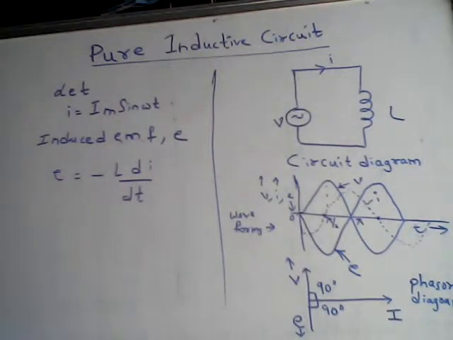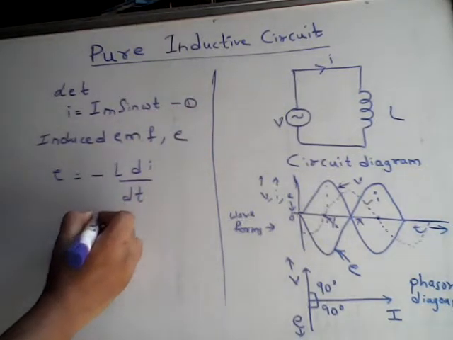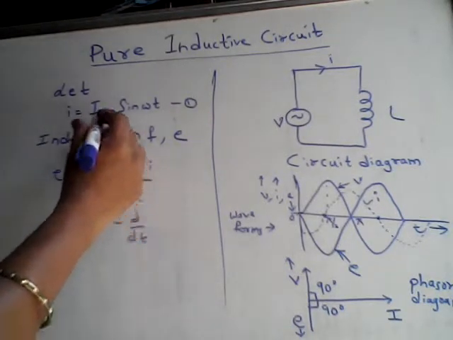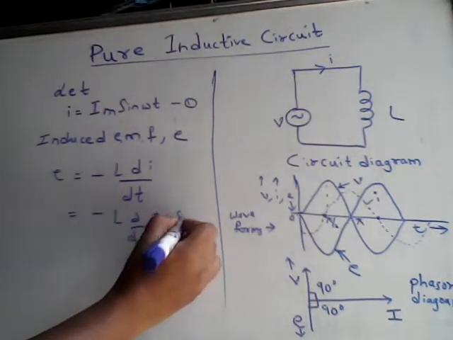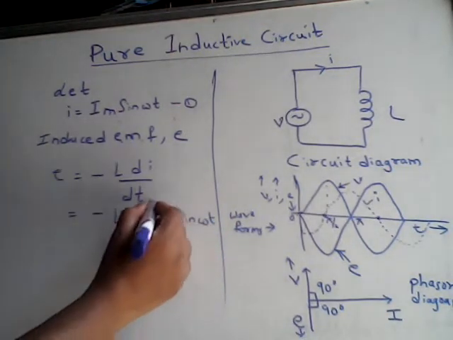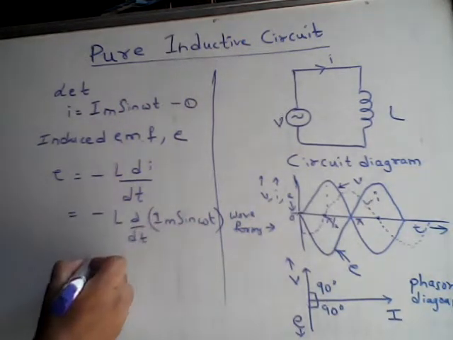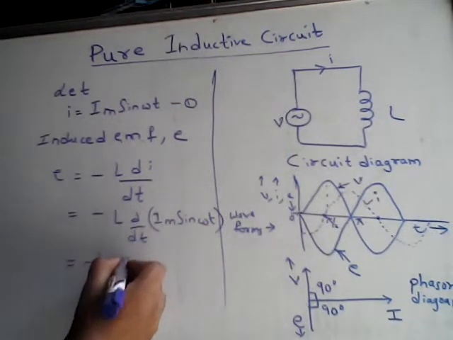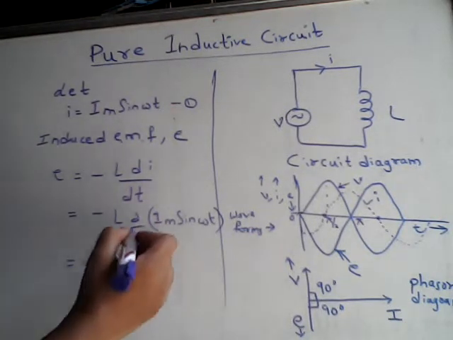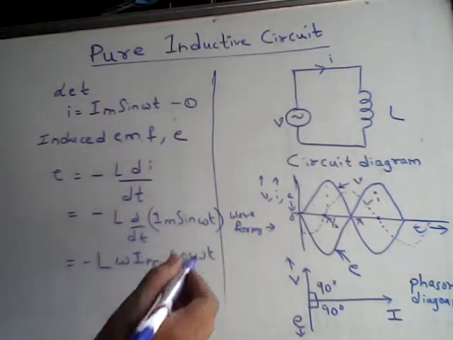And substituting the value of I from equation 1, this will be minus L d by dt of Im sin omega t. So this can be further simplified. Minus L, omega is constant, Im is constant, and differentiation of sin omega t is cos omega t.